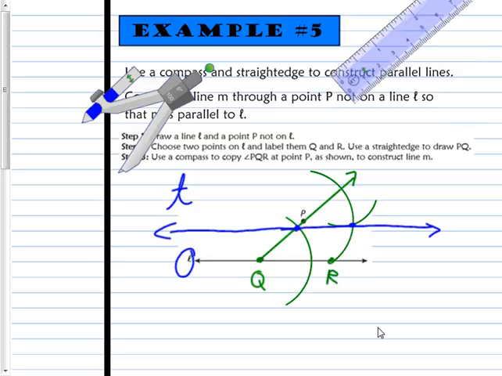Okay? And I know there were a lot of steps. We basically made an angle. See right here? We made an angle here, here, and here. We copied an angle down, and by copying that angle and extending the line, we made a parallel line.